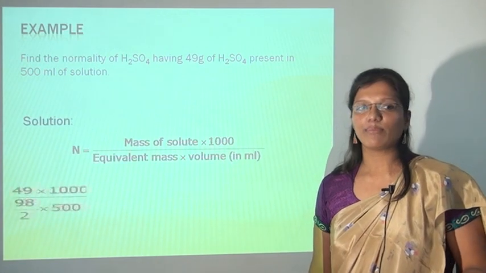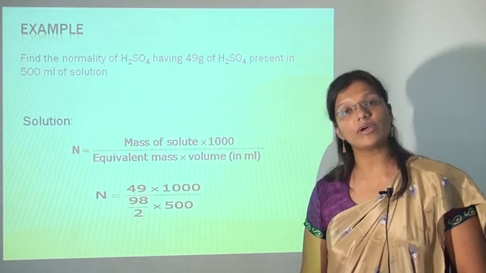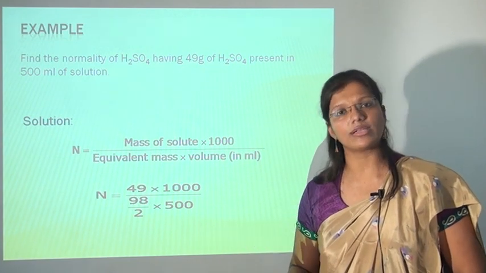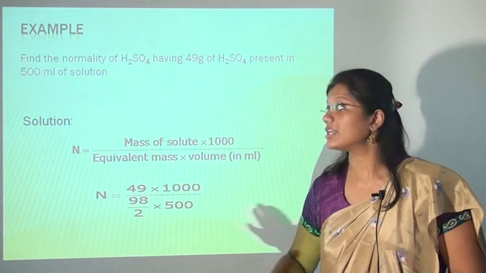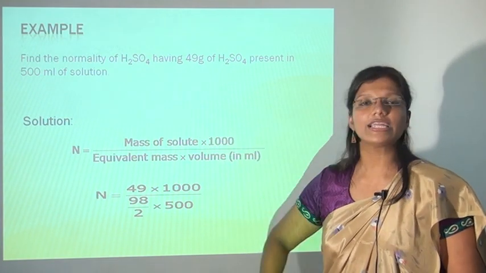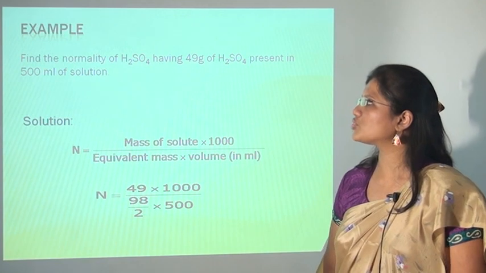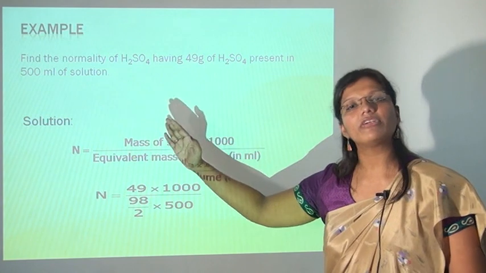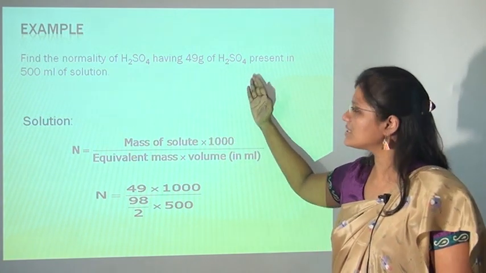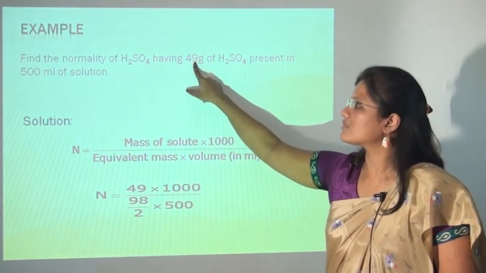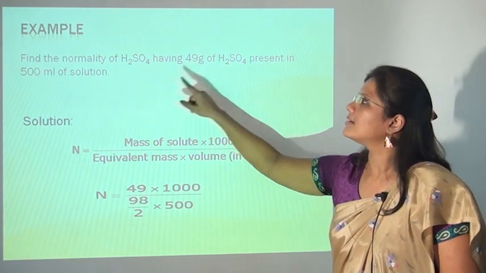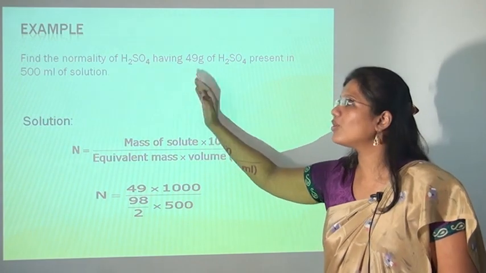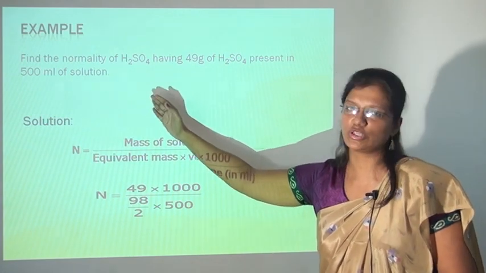Here we are taking an example of normality. If the other values are given to you, how can you find the normality of the solution? Find the normality of H2SO4, having 49 grams of H2SO4 present in 500 ml of solution. Here you are given the mass of solute, 49 grams, and the volume of solution in ml, that is 500 ml, and you have to calculate the normality of this H2SO4 solution.